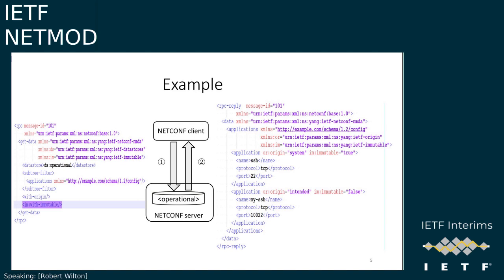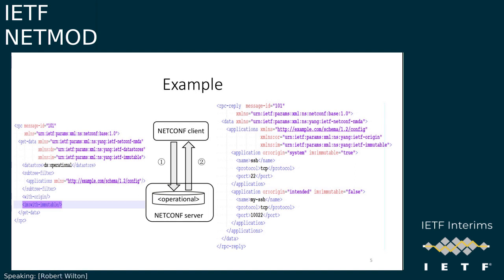I didn't quite understand the... I don't think I was ever suggesting that a client would send the immutable annotation into the server. I don't think that is a good idea. I think that the immutability is always a property of the server. So the client would just put in a normal edit config request.